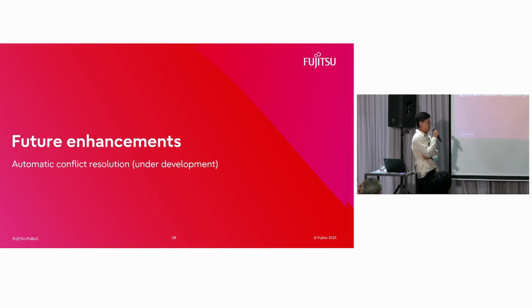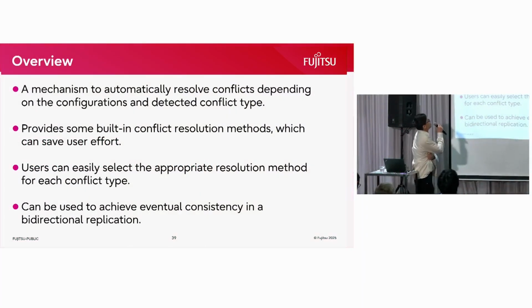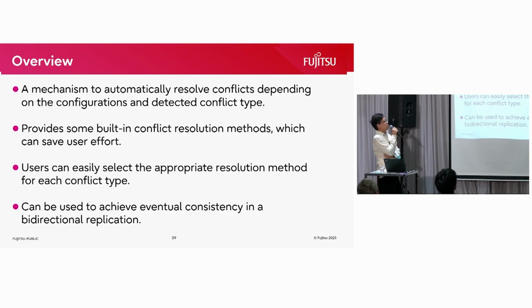So let's move beyond this new conflict. We also have another feature called automatic conflict resolution, which is also under development. So let's discuss this as well. It's a mechanism to automatically resolve conflicts depending on the configurations and the detected conflict type. It also provides some built-in conflict resolution methods to save the user effort. And users can easily select the appropriate resolution method for each conflict type. And it can also be used to achieve eventual consistency in a bidirectional replication cluster.